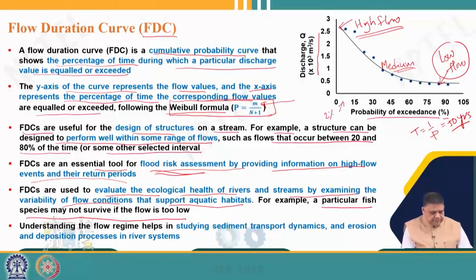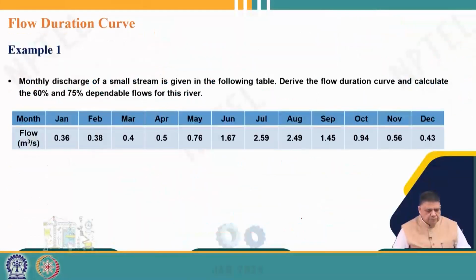And understanding the flow regime helps in studying sediment transport dynamics and erosion and deposition processes in the river stream system. Of course, sediment transport is directly connected to flow, because we saw that aggradation or degradation can affect the stream flow. So, obviously, for sediment transport dynamics also the flow duration curve can be used. Let us take an example here.